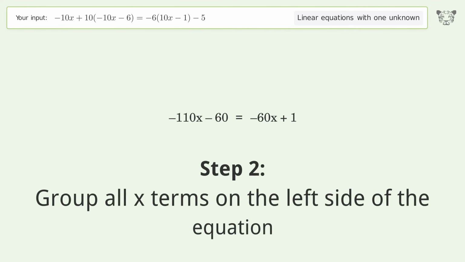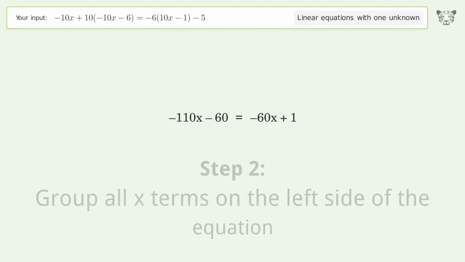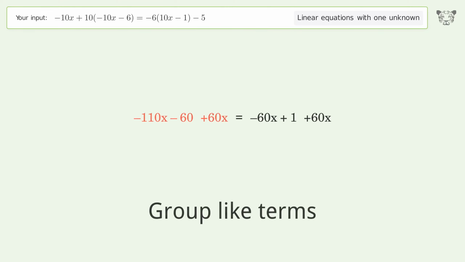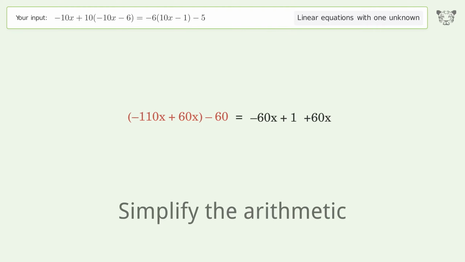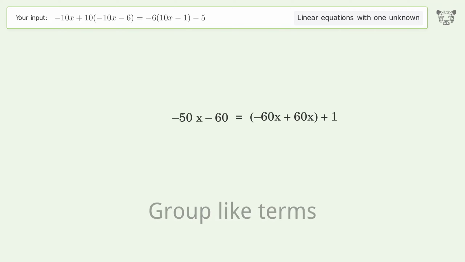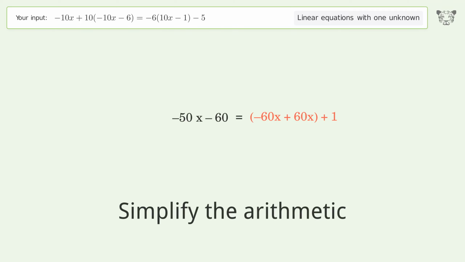Group all x terms on the left side of the equation. Add 60x to both sides. Group like terms. Simplify the arithmetic. Group like terms. Simplify the arithmetic.